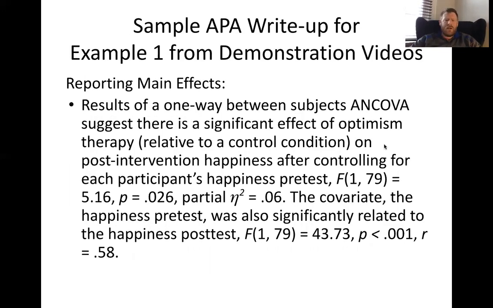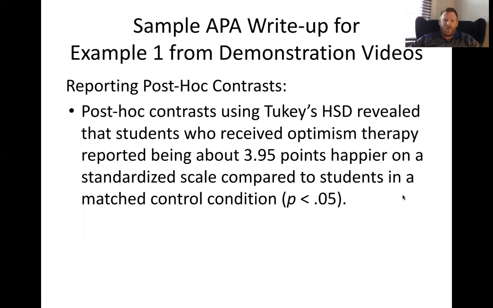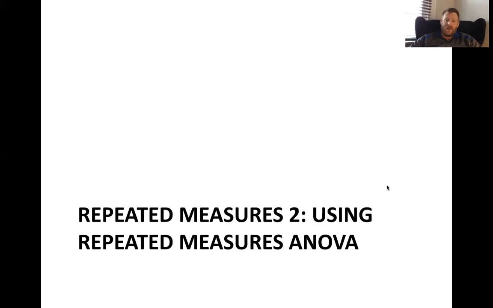I also have some examples in the slides of a sample APA write-up for ANCOVA. This example is what I'm going to do in the demonstration video, both in Stata and R. It's the ANCOVA model for the optimism therapy. This is how you might write it up, with the F-test and p-values and effect sizes, eta squared and so on and so forth. So that can be helpful to you. You also can do some post-hoc contrasts as you would in a typical ANOVA model, and I write up how to do that as well.